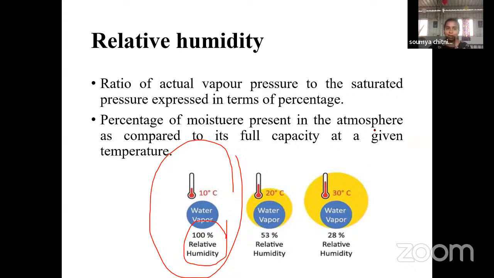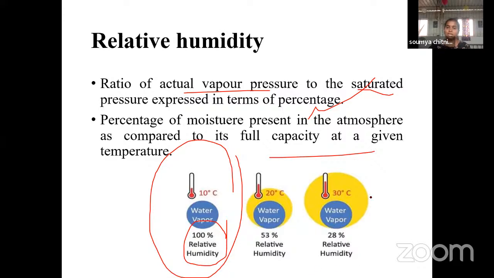So that is the ratio of actual vapor pressure to the saturated pressure, which is expressed in terms of percentage. Relative humidity you may find while studying different crops also; you will see relative humidity should be 80% or 70%. What does that mean? Out of 100%, 70% of the atmosphere should be filled with water vapor. So that is the meaning. So it is the percentage of moisture present in the atmosphere as compared to its full capacity.